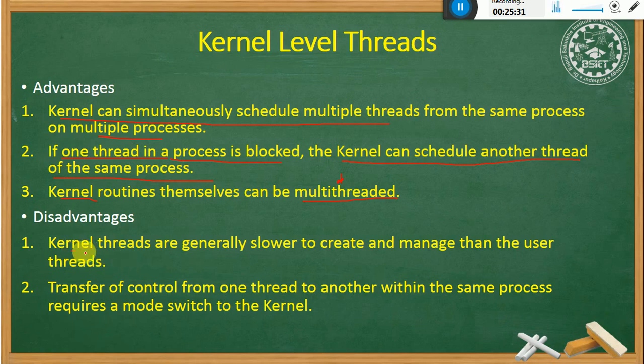Disadvantages: kernel threads are generally slow to create and to manage. Second disadvantage, transfer of control from one thread to another thread within the same process requires a mode switch of the kernel. So a methodology similar to context switching is used. It is very slow as well as a very tedious task to shift from one thread to another thread. It requires changing the mode of the kernel.